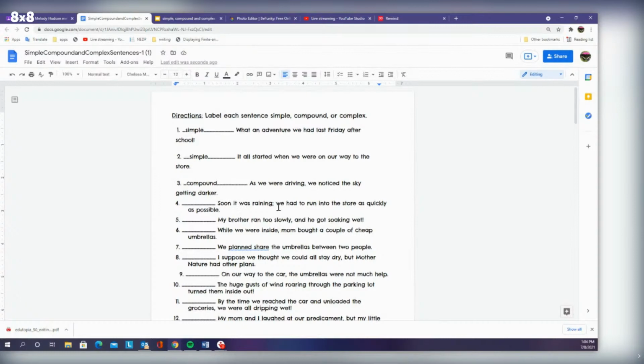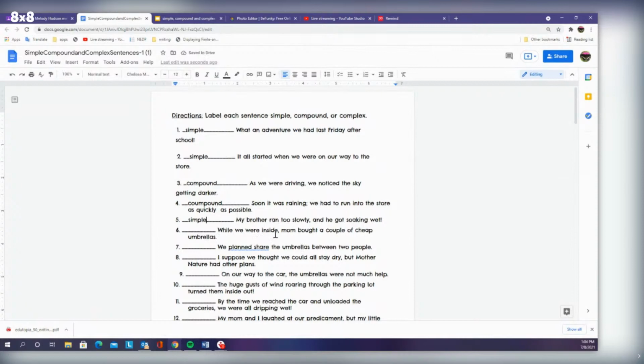Do we have any of those conjunctions there? FANBOYS: for, and, nor, but, or, yet, so? We don't. So let's call this a compound sentence, right? My brother ran slowly and he got soaking wet. He did what? He ran too slow and he just got wet. Simple sentence.